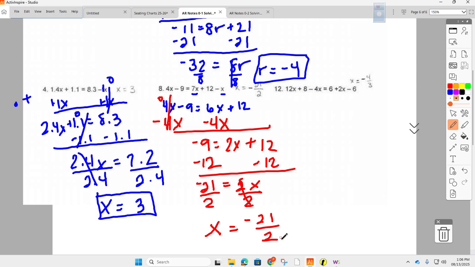If there's a decimal in the problem, like in number 4, a decimal answer would be okay. But like in number 8, there's not a decimal in that original equation. So while a decimal would be an equivalent answer, we're going to leave it in fraction form. Okay? So if there's a decimal in the problem, you can give me a decimal in the answer. If there's not a decimal in the problem, and you come up with a fraction or not a whole number, we're going to leave it as a fraction.